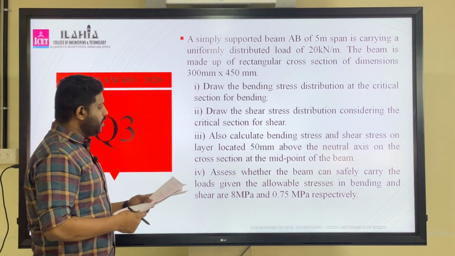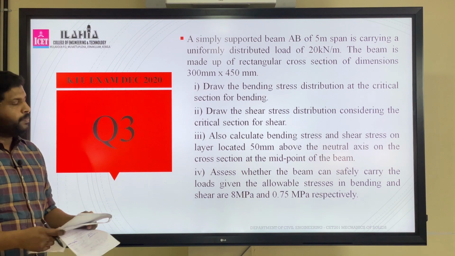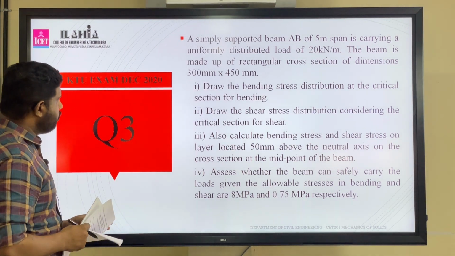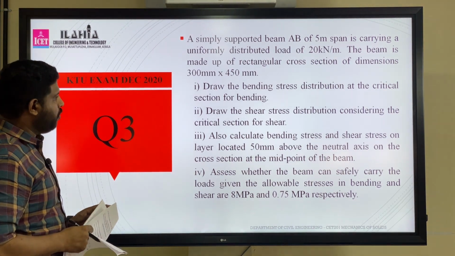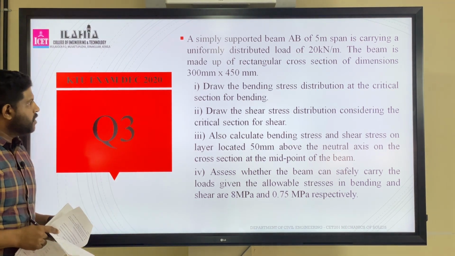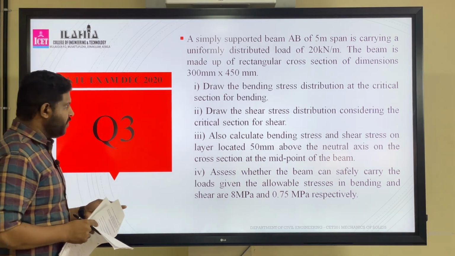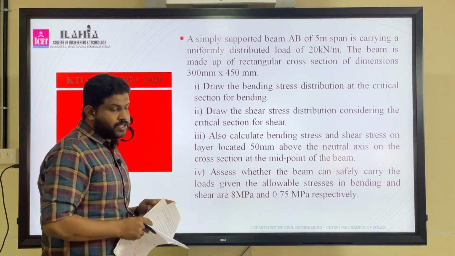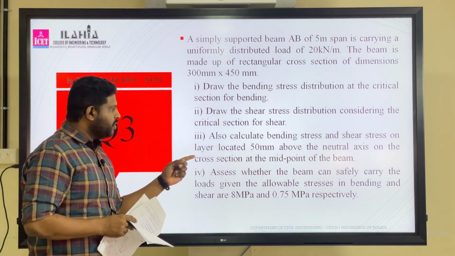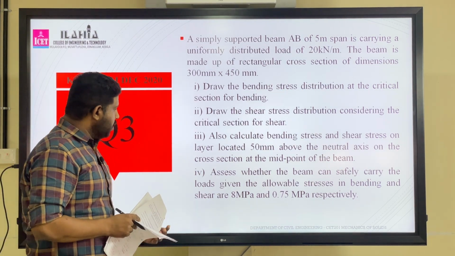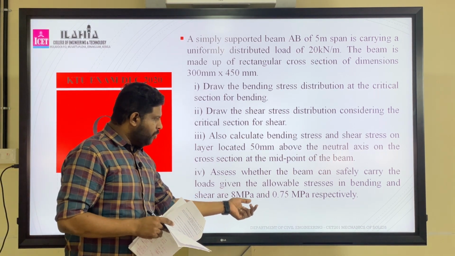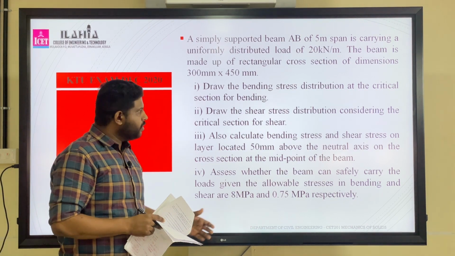So now question number 3. Question number 3 is from pure bending, that is module 4. In this question we are asked to calculate 4 different things. First, we have to calculate the bending stress and sketch the bending stress variation. Second, we have to calculate the shear stress distribution. Then we have to calculate the bending stress and shear stress at a point 50 mm above the neutral axis. And the last one, whether the structure is safe, because the allowable stress values are given in terms of bending and shear.